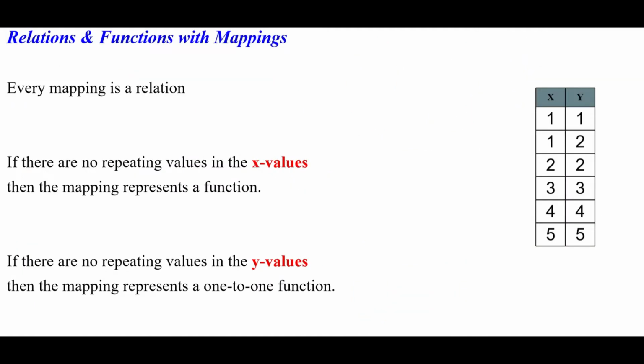When we're dealing with mappings or tables, every mapping is a relation, so every table is a relation. If there's no repeating values in the x coordinates, then it's a function. So this example right here would be not a function because there's repetition in the x values. Since it's not a function, it can't be a one-to-one function. If it was a function, then to determine if it was one-to-one, we would test the y values and look for repetition in the y values.